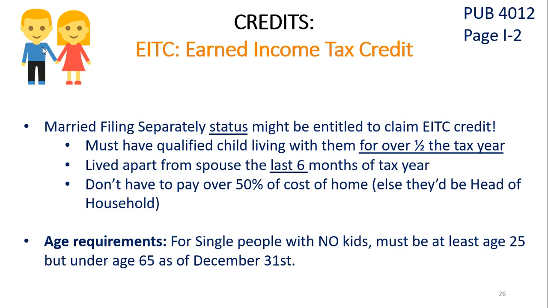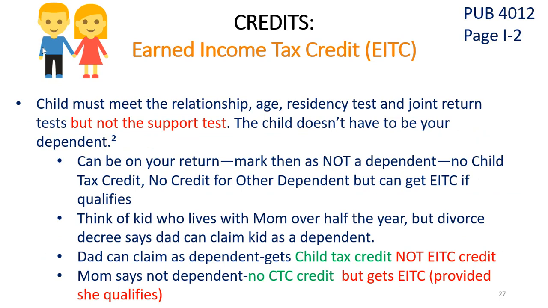For age requirements, if somebody has no kids, they have to be at least 25 but under 65 by December 31st. So if they don't have any children, whether it be husband and wife or a single person, they need to be over 25 and under 65. Both spouses don't have to be over 25 and under 65 if they don't have kids, but at least one does. And as long as their income falls in line, they could possibly get this credit.